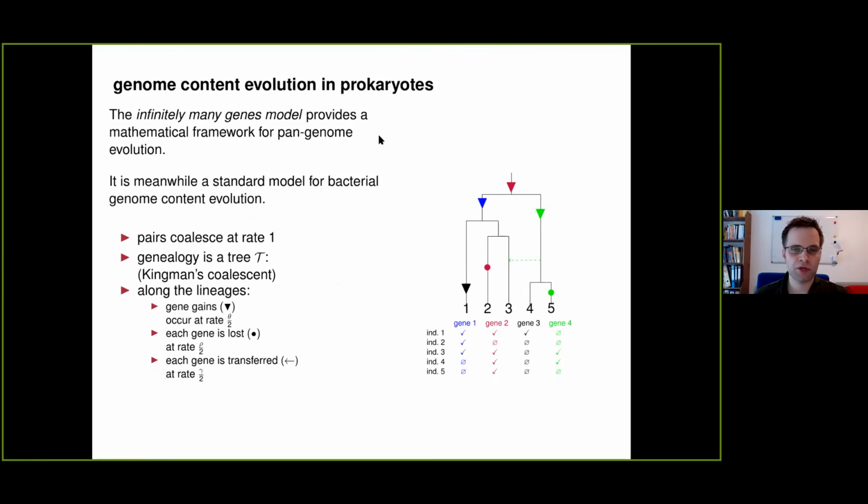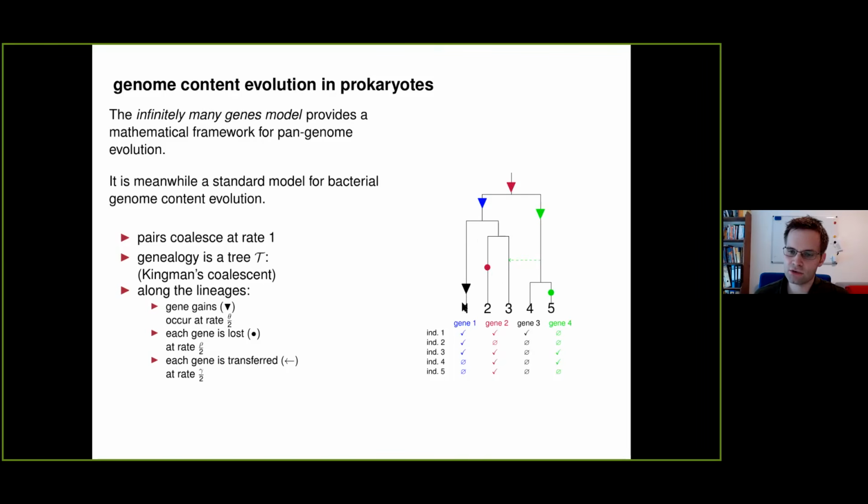And we've been developing models which describe this evolution. So we call this the infinitely many genes model, and this provides a mathematical framework for this pangenome evolution. In this model, we can gain genes along a clonal tree. We can lose these genes again, but each gene we gain is always a new one. So losing it means we won't be able to recover the same gene.